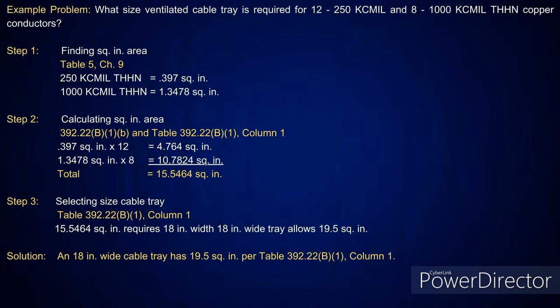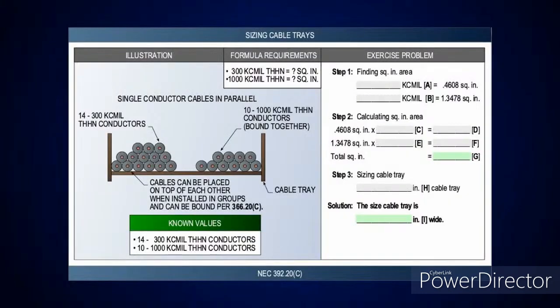Then you're going to look at Table 392.22(B)(1), pick up column 1, and it's going to tell you the next size above that is 19.5 square inches, which requires an 18-inch wide tray. Now, the thing I like to point out here is that everything's still the same. You just have to get those square inch values, get the total, then you have to know which tables to go to in order to apply the proper section to do your sizing.